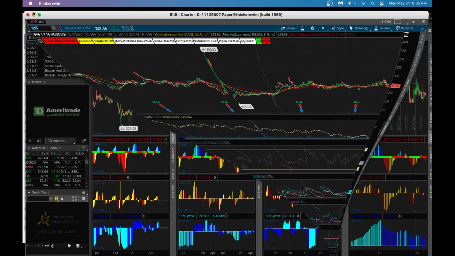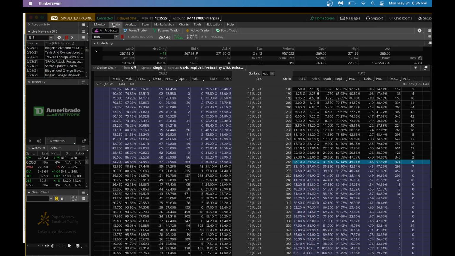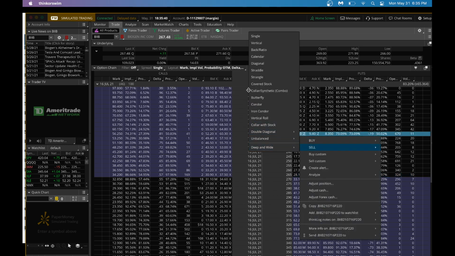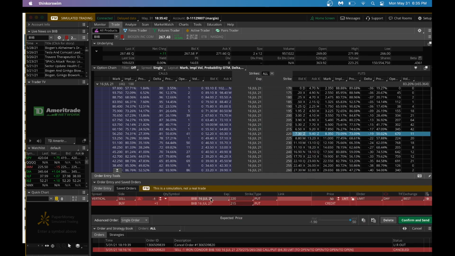Let's go back here and go to the trade tab. 46 days out, I want to limit my exposure here. We talked about 220. 220 is here. I could sell a 220/210 spread. So sell 220/210.